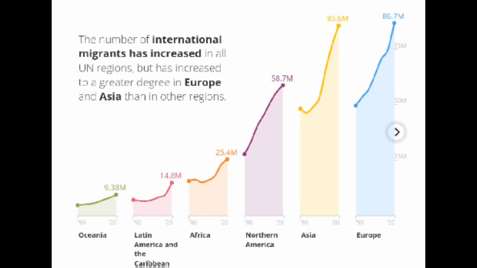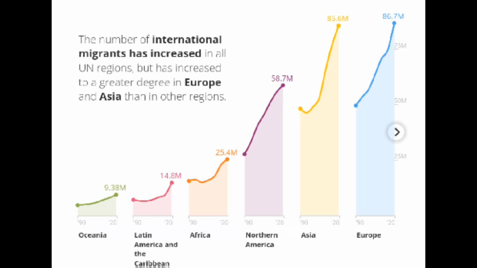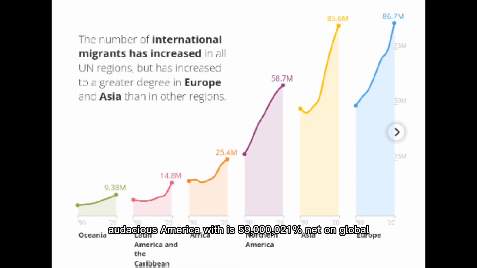Now let us look at the number of international migrants, which has increased in all regions. So makikita nyo sa tally or sa graph is noong una, Europe and Asia hosted around 87 and 86 million international migrants and almost 61% of global migrants in stock. Then pangatlo is yung America with 59 million and 21% nito ang global migrants in stock. And so on, the Africa, the Oceania, and so on.